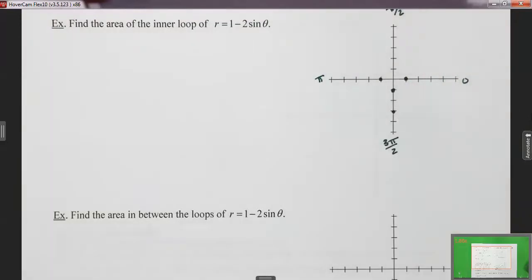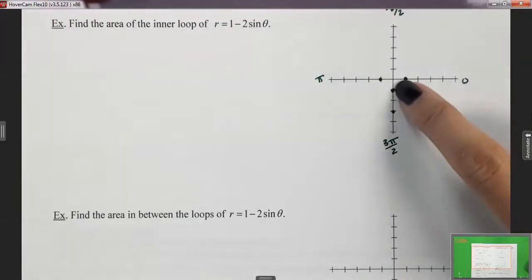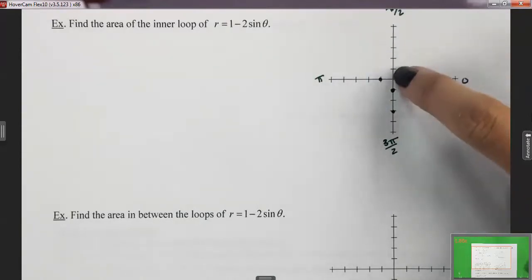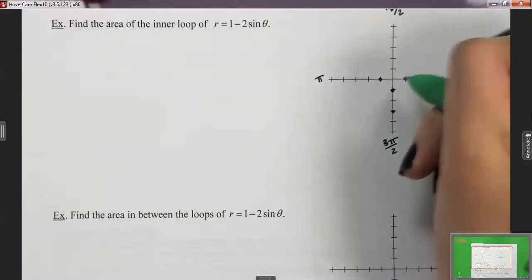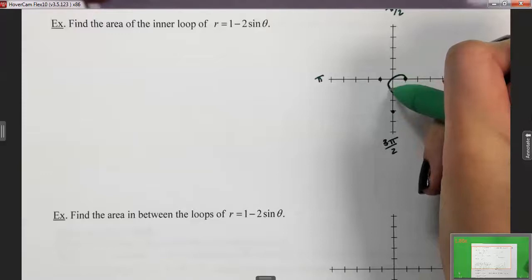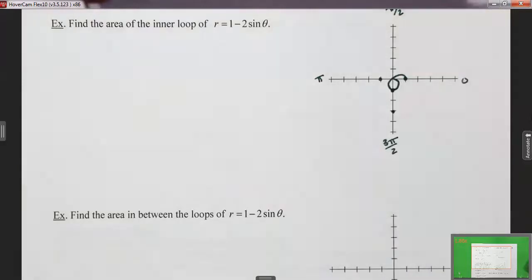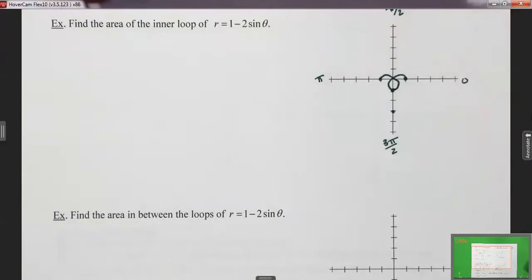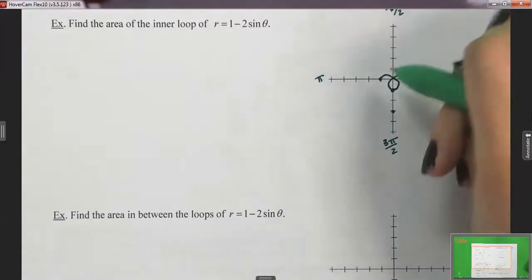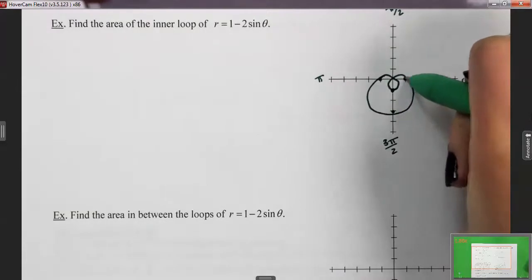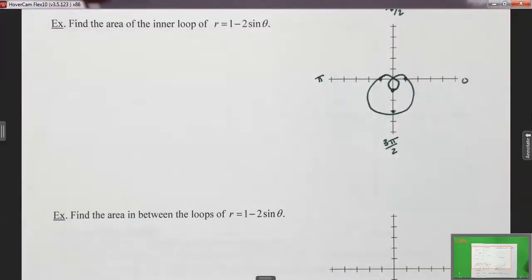So you've got 2 parts of your limaçon that end up on the same axis, so that's when you know you have a loop. All loops intersect at the origin, so when you start at 0 and you come around, you cross at the origin to make your loop and cross at the origin to exit out of your loop. So there's your loop. And then there's the rest of your limaçon. Okay?